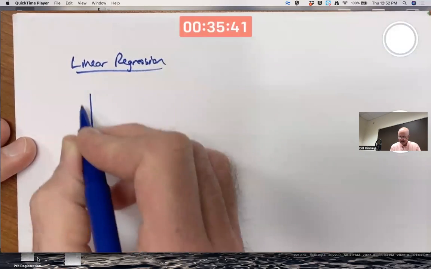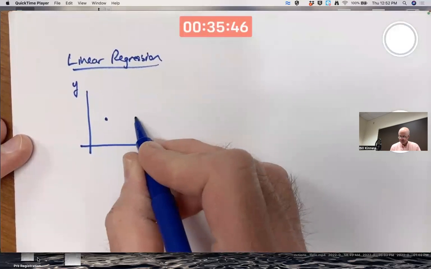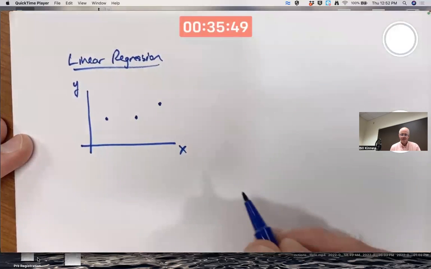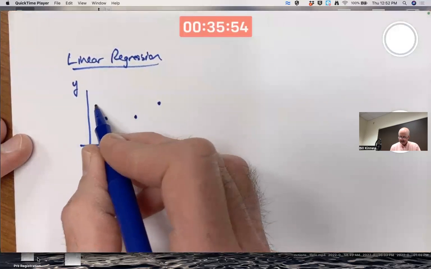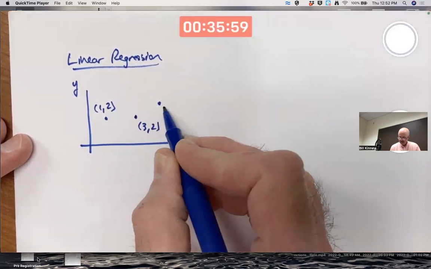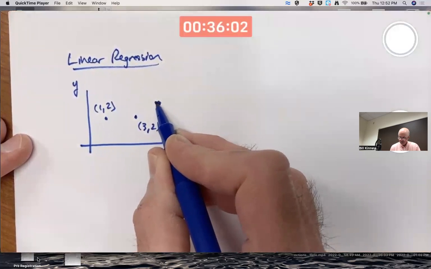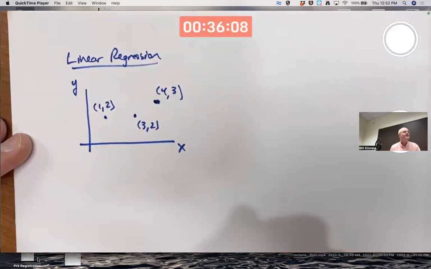Let's say we've got 3 data points. I'll draw them here, here, and here. Let's pretend we know the coordinates of these 3 points to be, say, 1, 2, 3, 2, and maybe I should make this one a little bit closer, 4, 3. 3 data points. Usually that's too small of a data set, but what am I after? I'm after a line of best fit.